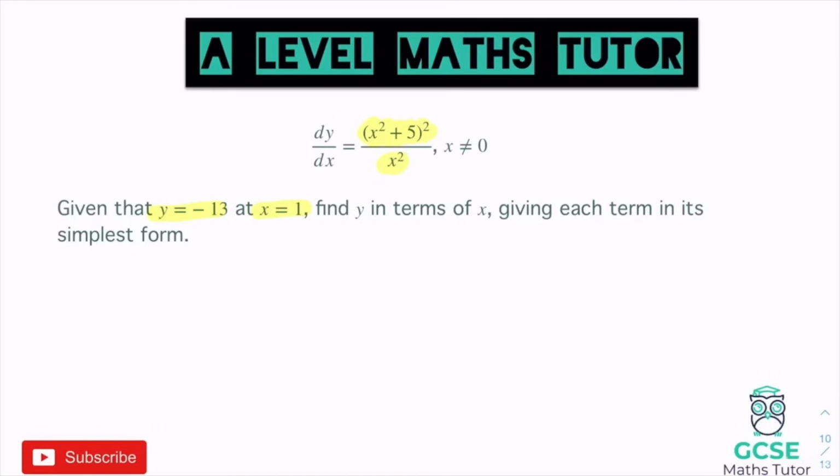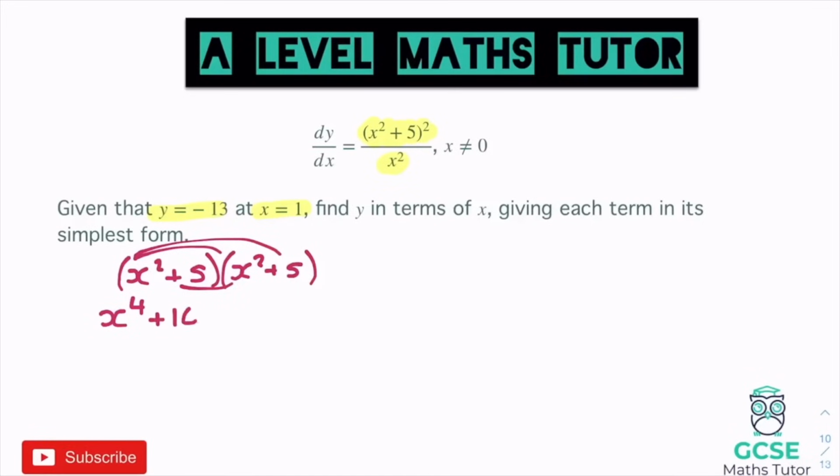Right, okay, so we need to sort out what's on the top to start with. So (x squared plus 5) squared means we've got to do a double bracket, so we have x squared plus 5 and another x squared plus 5. There we go, so if we expand this all out, we get x to the power of 4, then we get plus 5x squared plus another 5x squared, so that's plus 10x squared. And then 5 times 5, we get plus 25. So that's what we've got on the top, and that's all being divided by x squared.